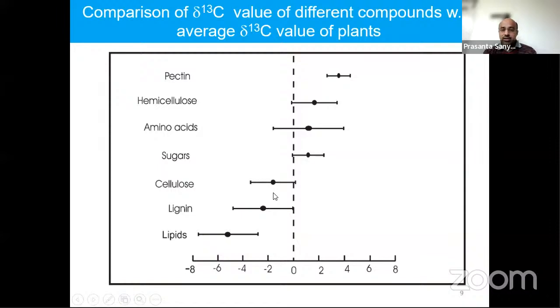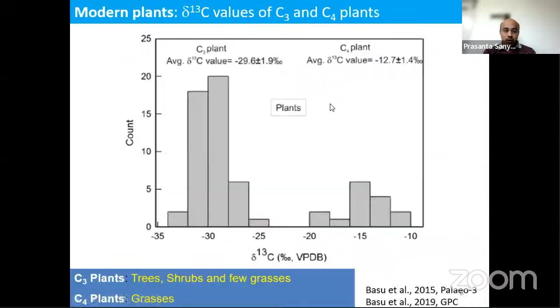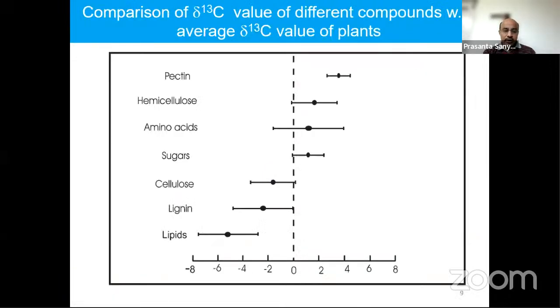So imagine that you are reconstructing vegetation from a place, and then you are observing the carbon isotopic variation in the organic matter. That variation can be because of the preservation potential of these compounds, or it may be due to the variation in the abundance of C3 and C4 plants. So how do you tackle this situation?